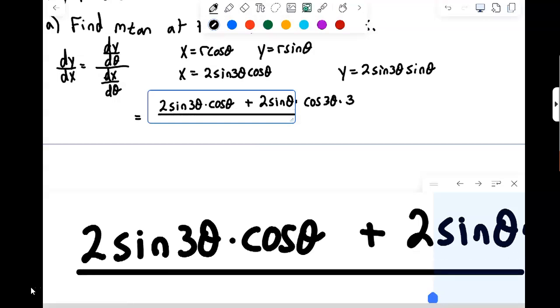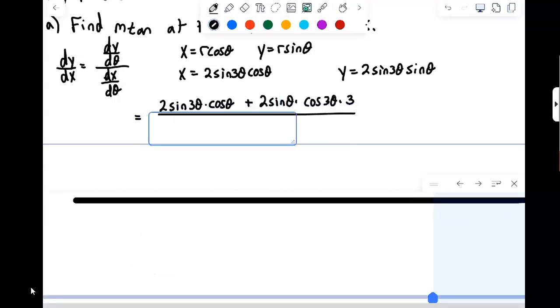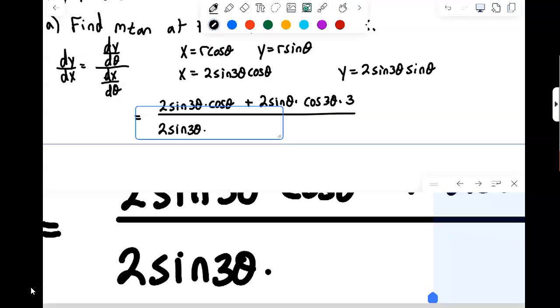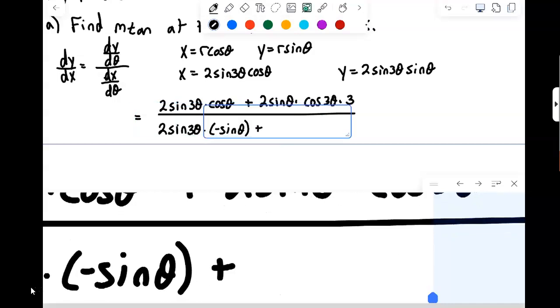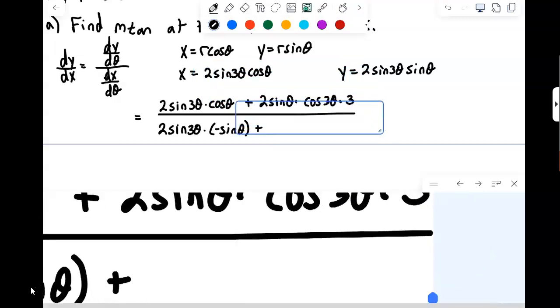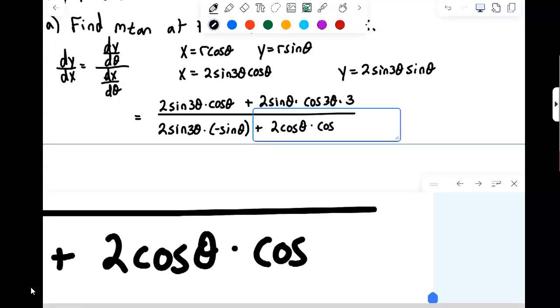And on the bottom, I'm going to have the derivative of x. That'll be 2 sine of 3 theta times the derivative of cosine, which would be minus sine theta, plus cosine theta times that derivative as well. So 2 cosine theta times the derivative of sine, which would be cosine of 3 theta, times 3.